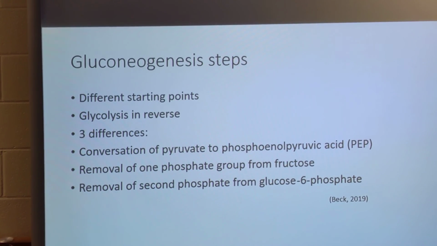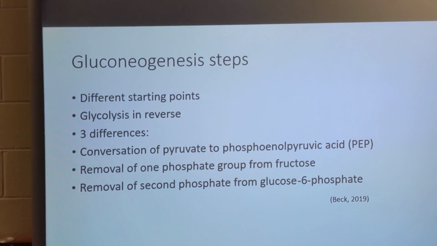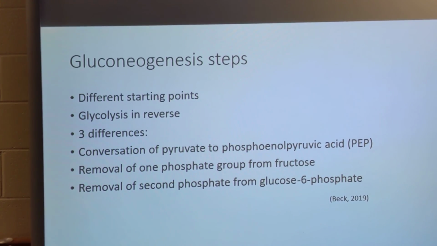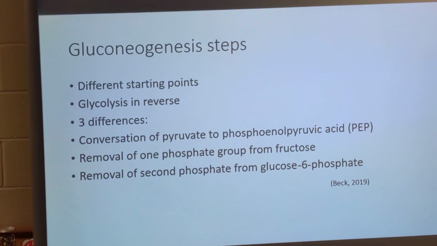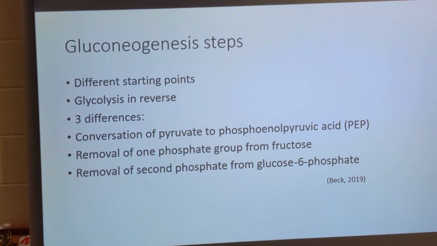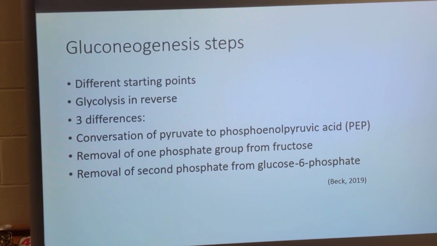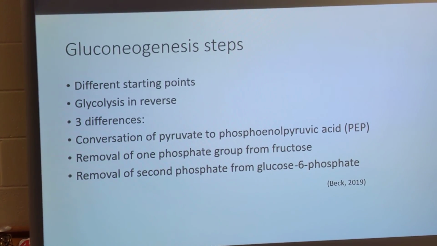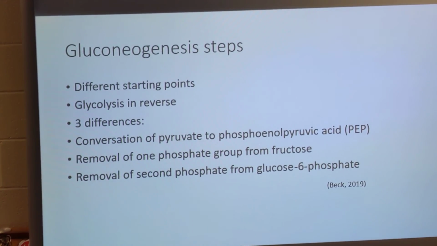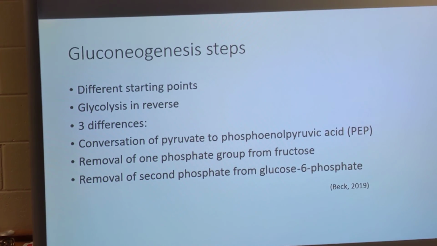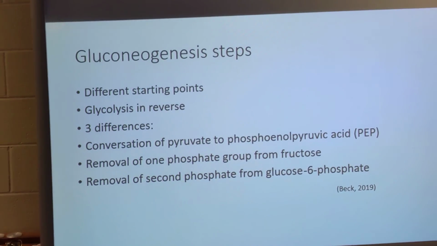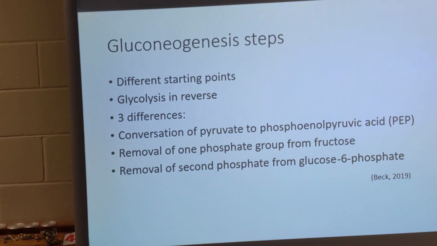Overall, the systems are basically just the reverse of each other, but in this process, there are 3 major differences, the first being the one I mentioned already, and the other 2 being the removal of 2 phosphate groups, the first being from the fructose and the second being from the glucose 6-phosphate, and just leaving a glucose.